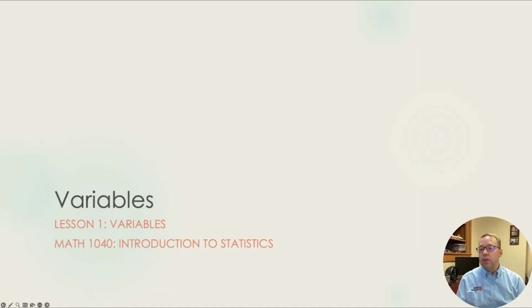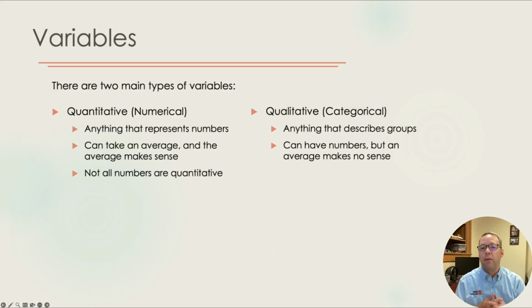Now let's take a deeper look into variables. What is a variable and what types of variables are there? We've already defined what is a variable. It is a characteristic of an observation. But now we're going to talk about what types of variables there are. There are two main types of variables that we ever deal with.